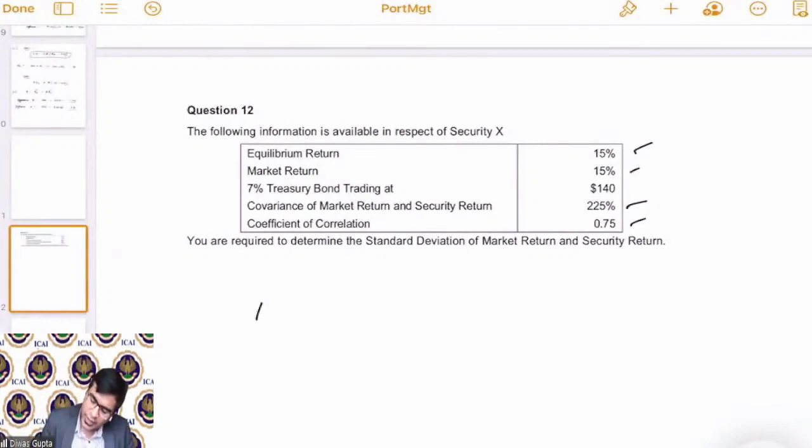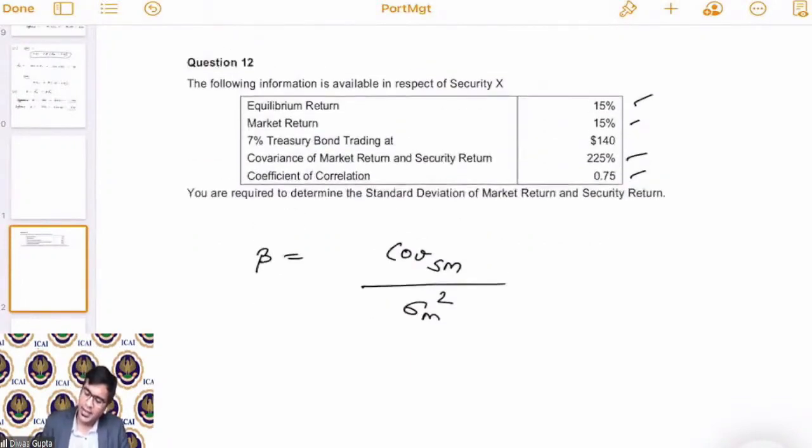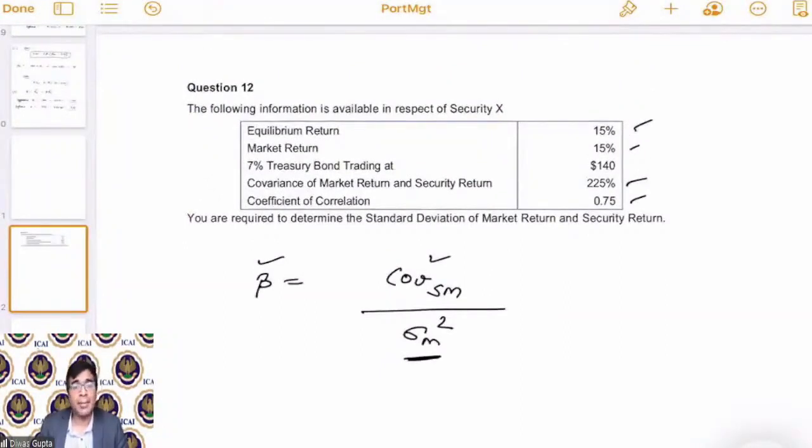Students, if you recall, there is a formula of beta, correct? Covariance between security and market divided by standard deviation of market square. This is what beta's formula was. Now, if we already have beta, then we can easily find the standard deviation of market square. Now, to calculate beta, can we use CAPM in this?